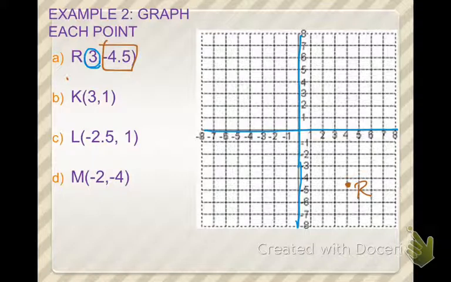Okay, start at 0, 0 again, and it says to go to the right, because it's a positive 3, so we go over 3, count it, and it says to go up 1, because it's a positive, 1, 2, 3, and up 1, and you put your point, and put the letter down, K.